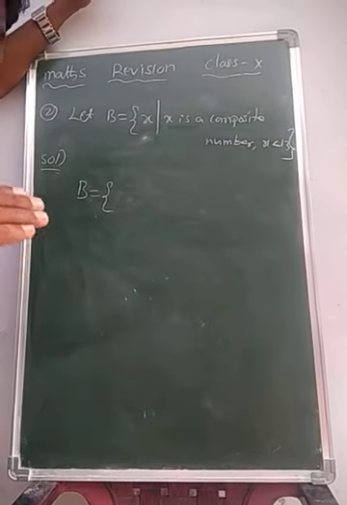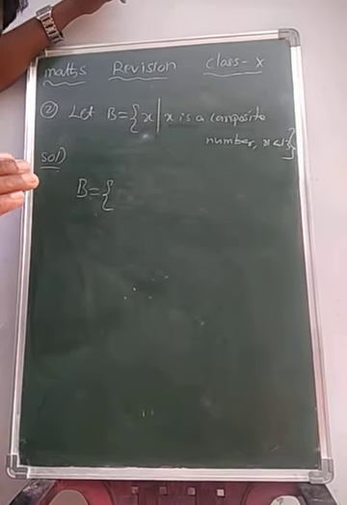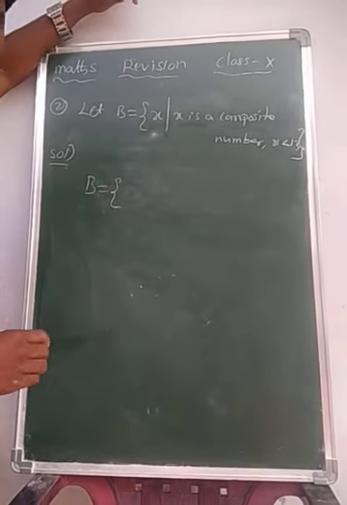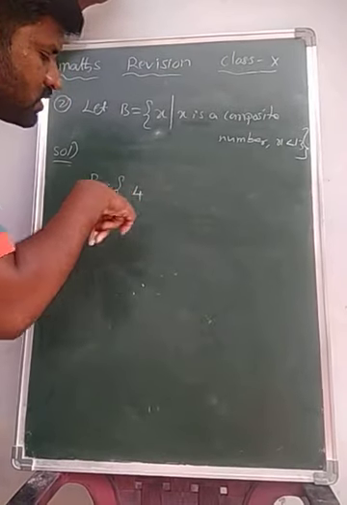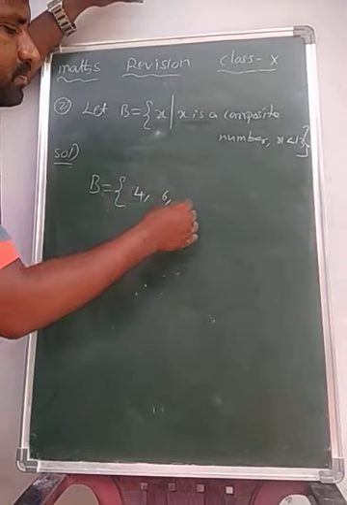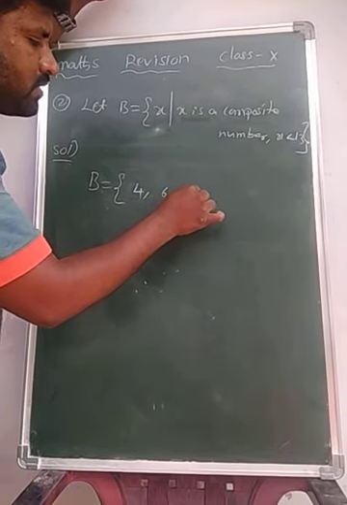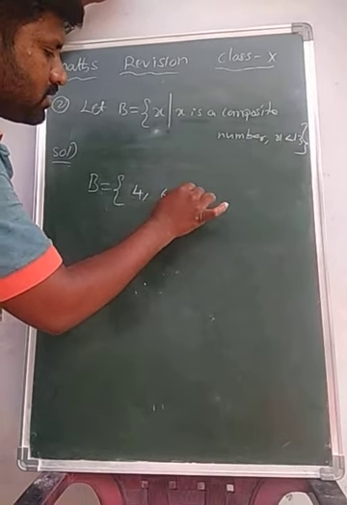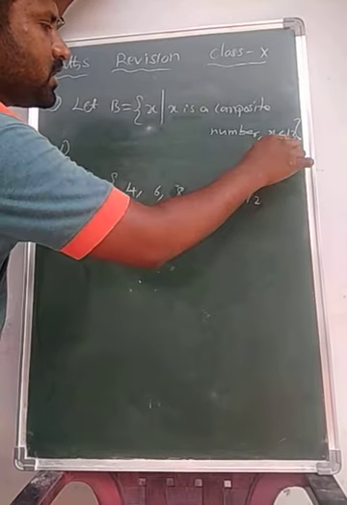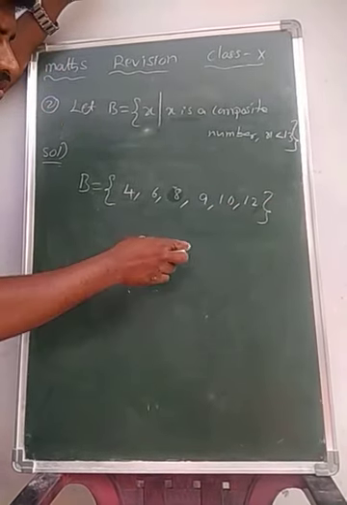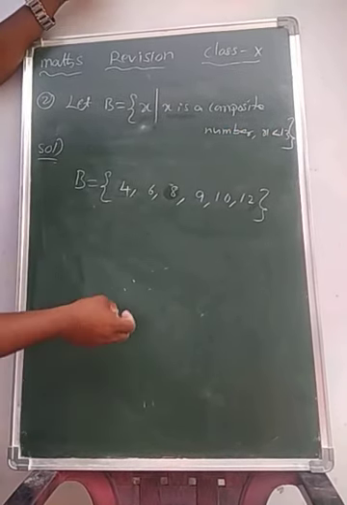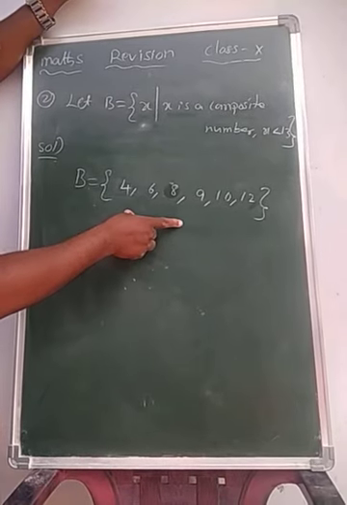We know composite numbers means what, Nana? A number having more than 2 factors is called a composite number. So we know that the first composite number is 4. Then the next one is 6. Next one is 8. Next one is 9, 10, 12. Less than 13 means these are the possible composite numbers less than 13. Okay, now so like this we can write in roster form.